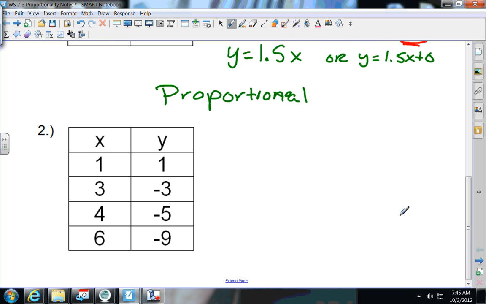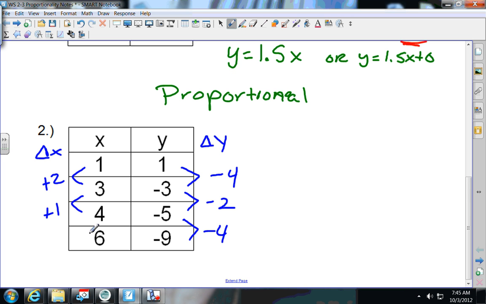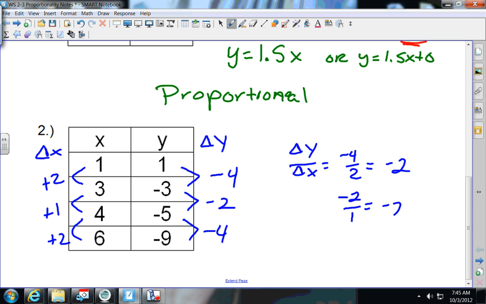Next one. I'm going to go down here and I'm going to do delta y, the change in y. I'm going down: minus 4, minus 2, minus 4. Delta x is plus 2, plus 1, plus 2. Delta y over delta x, negative 4 over 2 is negative 2. Negative 2 over 1, negative 2. Okay, these are the same. So that means that the data is what? Linear.